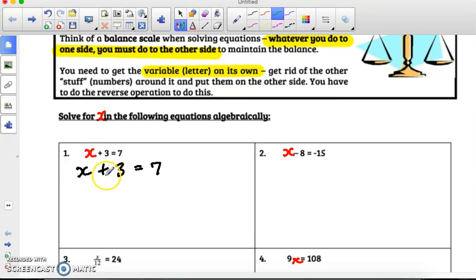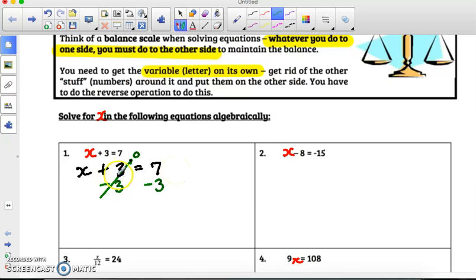Now, because we have the plus 3 attached to it, we want to get rid of it and make it go to 0, so we have x on its own. Because it's adding 3, we're doing the opposite operation because we know positive 3 minus 3 will go to 0. Okay, whatever you do to one side, you have to do to the other side of the equation, right?